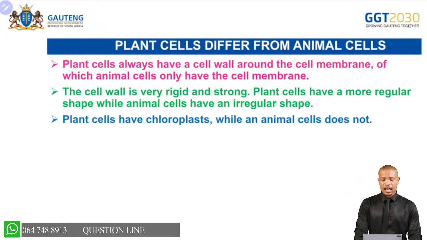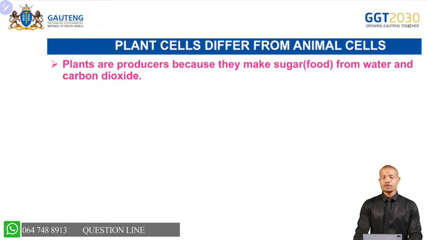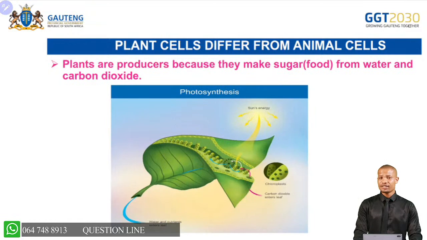Plant cells have chloroplasts while animal cells don't. These chloroplasts have a green pigment called chlorophyll, which is responsible for photosynthesis in plants. But in animals, it doesn't exist. Plants are producers because they make food. They make sugars from water, carbon dioxide, and sunlight. They are able to manufacture their own food, whereas animals don't.